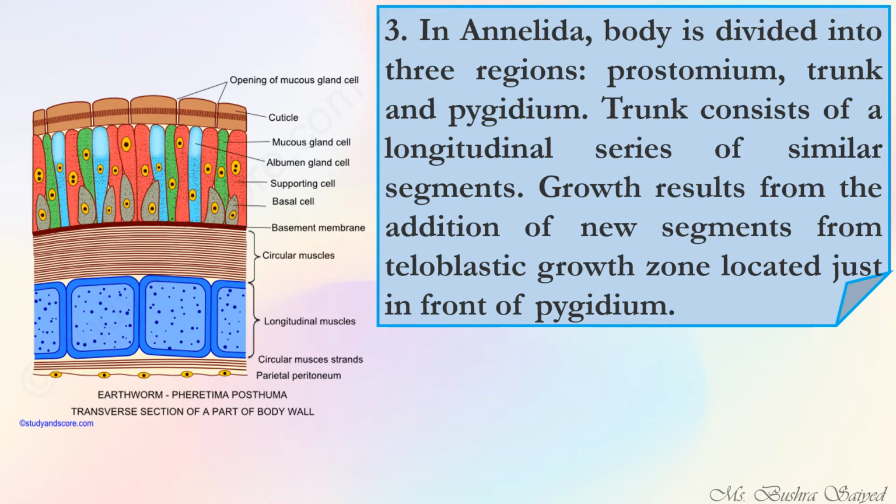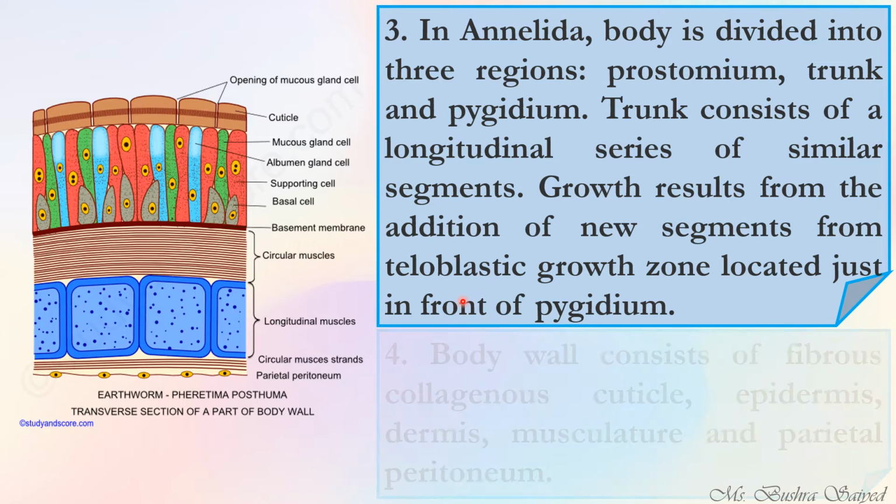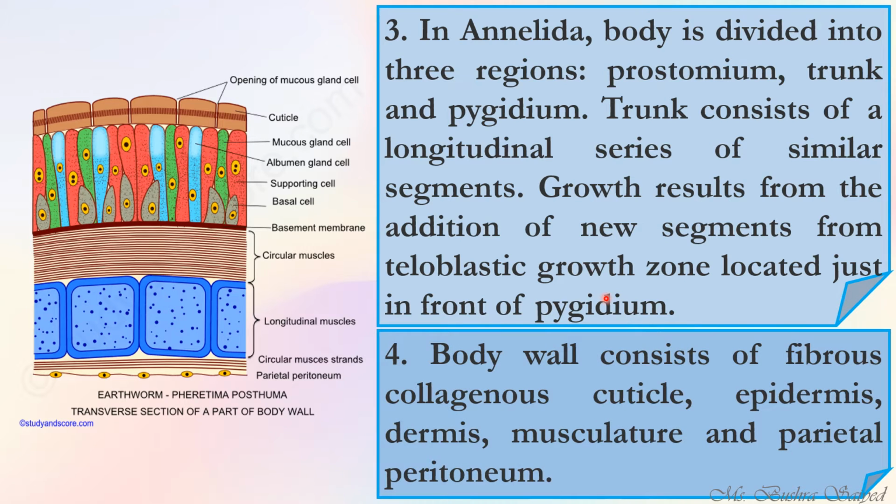The body in Annelida is divided into 3 regions: the prostomium, trunk and pygidium. The trunk has a longitudinal series of similar segments. Pygidium is the tail region of the annelids. When we talk about the body wall, it has a cuticle over it. This is the transverse section of the body wall of one of the organisms belonging to Annelida, Pheretima posthuma, the earthworm.